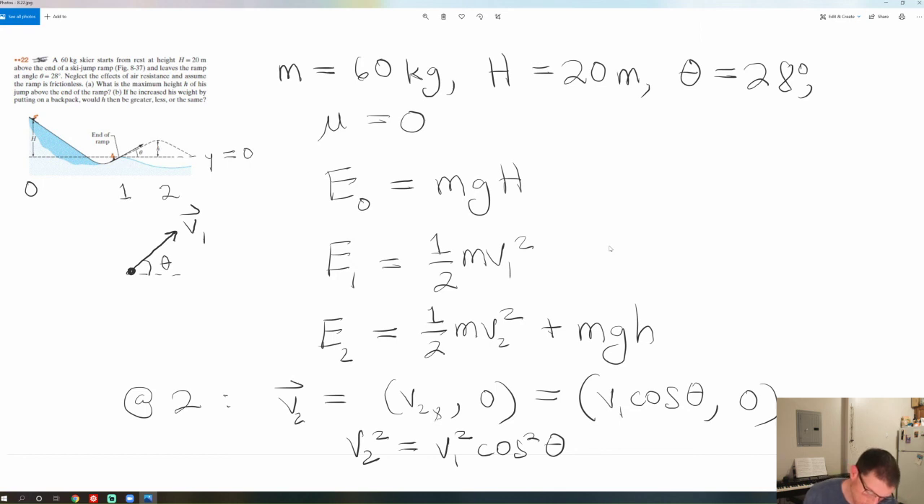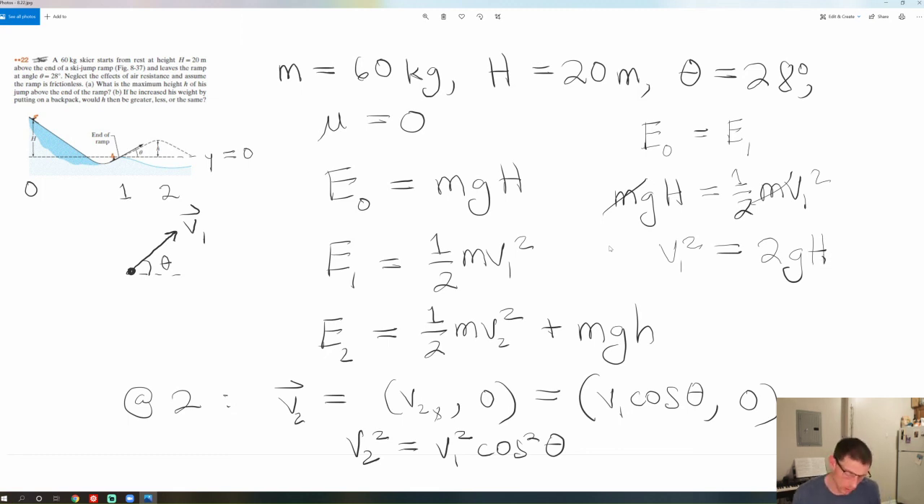And so we need to solve for v1, right? The speed or the magnitude of that vector. And we do this by equating E0 to E1. We find mg big H equals 1/2 m v1 squared. We can cancel the masses, and we find that v1 squared, I'm not even going to take the square root because we want it squared, is simply 2g big H, like that.